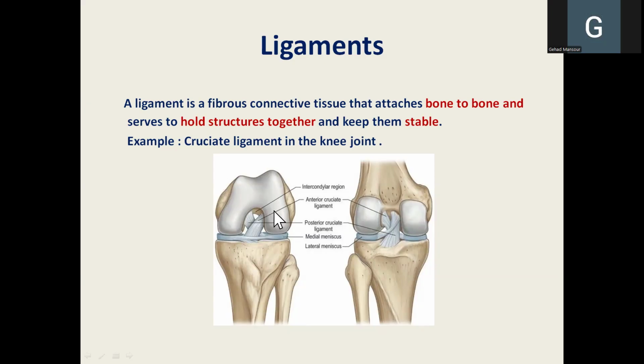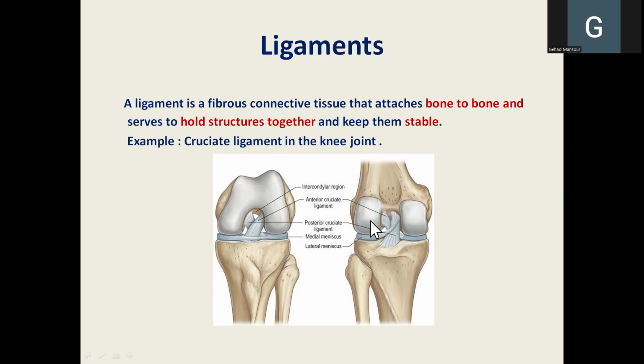Now, the importance of the cruciate ligament is that it holds the lower end of the femur with the upper end of the tibia, and that it helps stabilization of the knee joint, and therefore it facilitates movements of the knee joint and minimizes friction. But more importantly, for minimizing friction, we have the cartilages. And the cartilage is a smooth elastic tissue that separates the articular surfaces of bones.